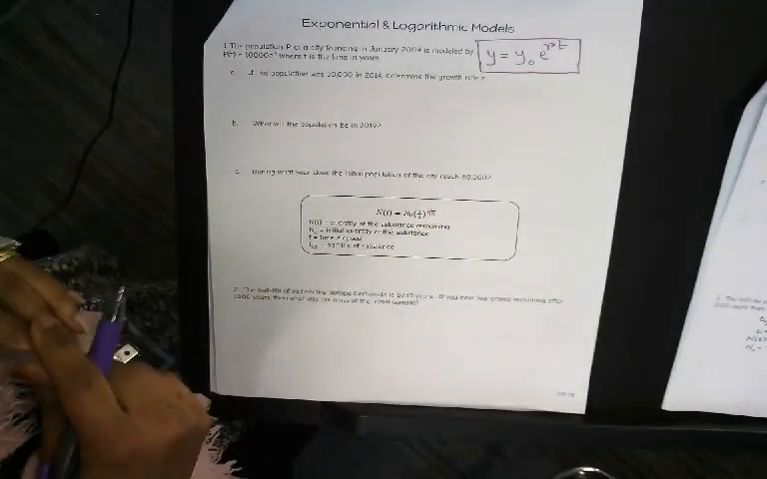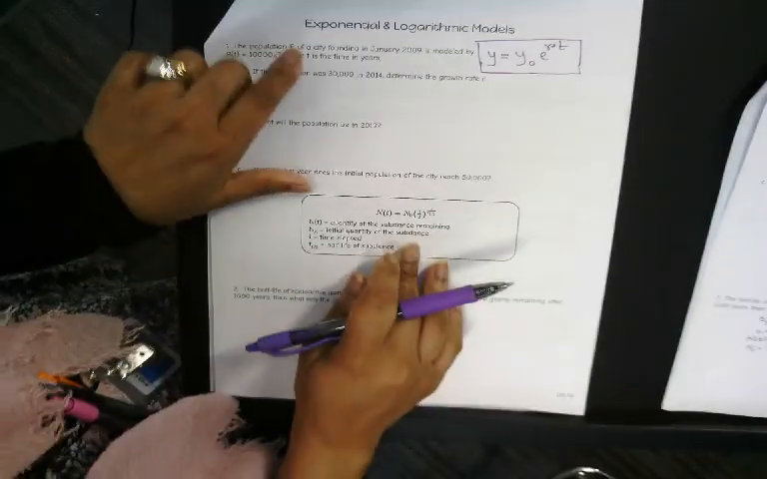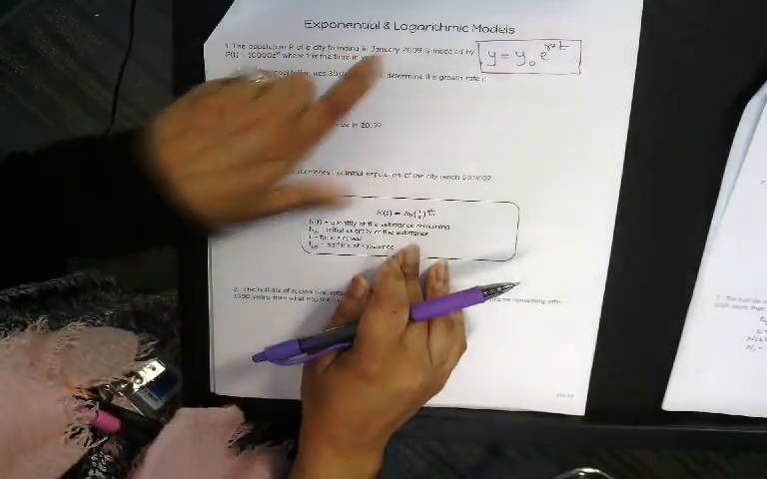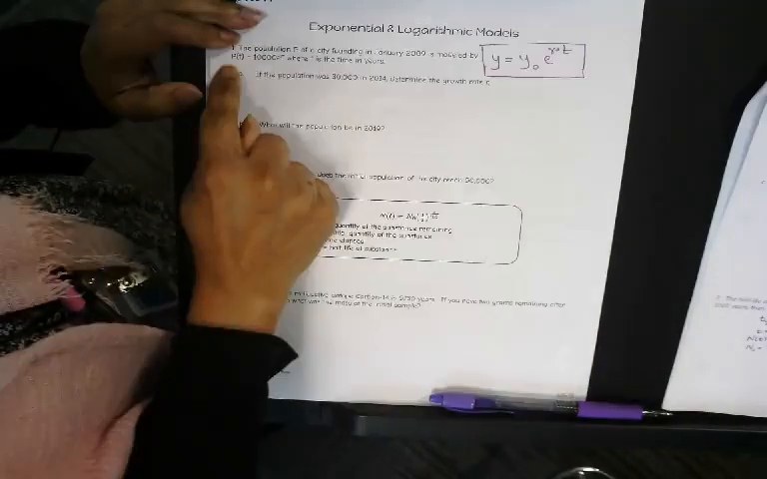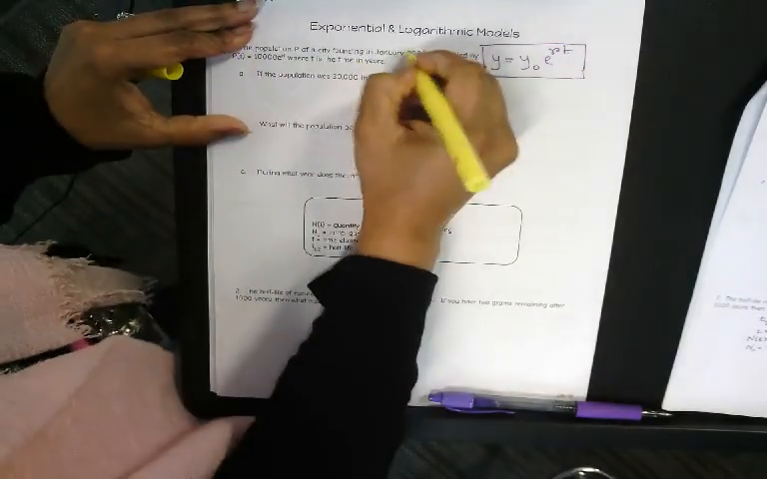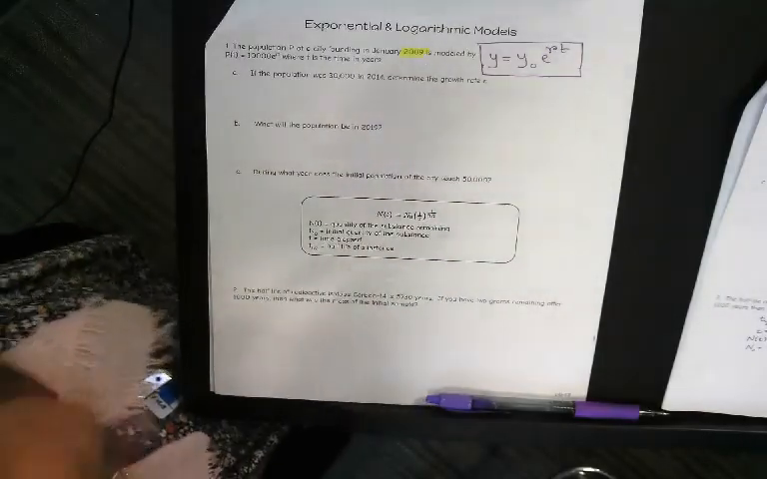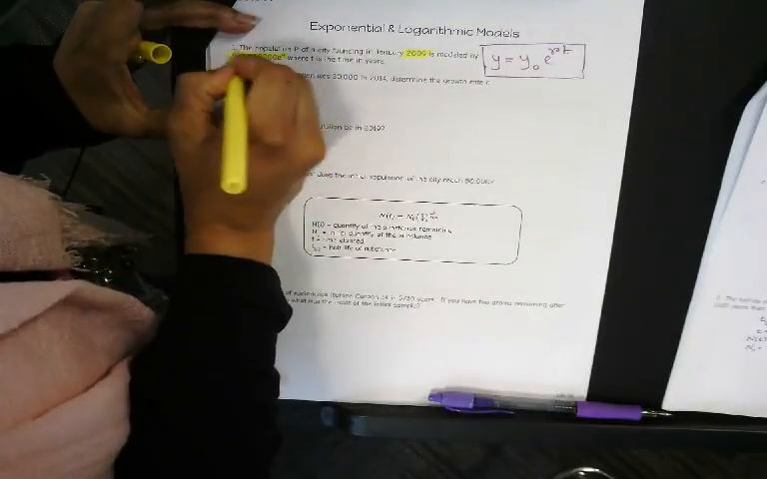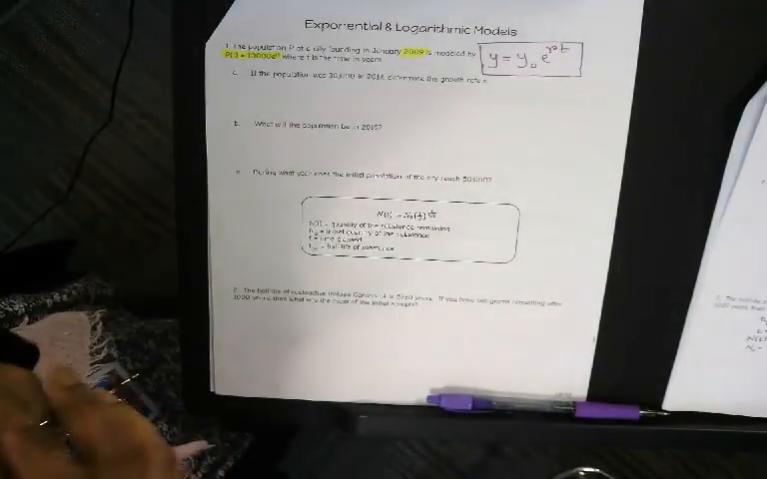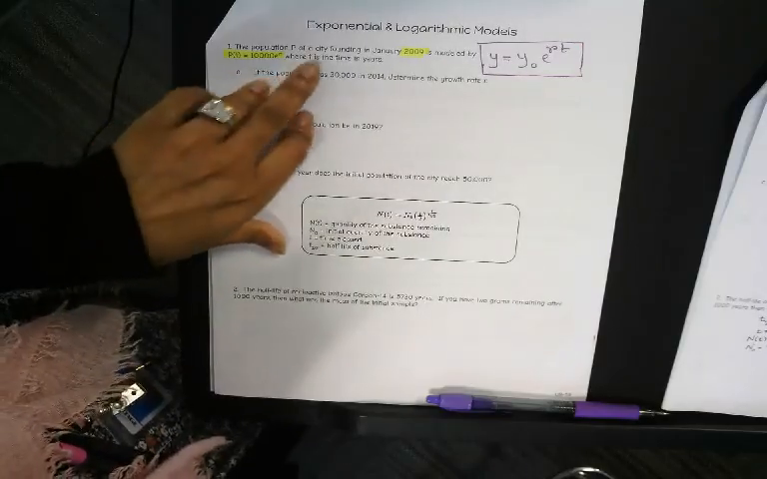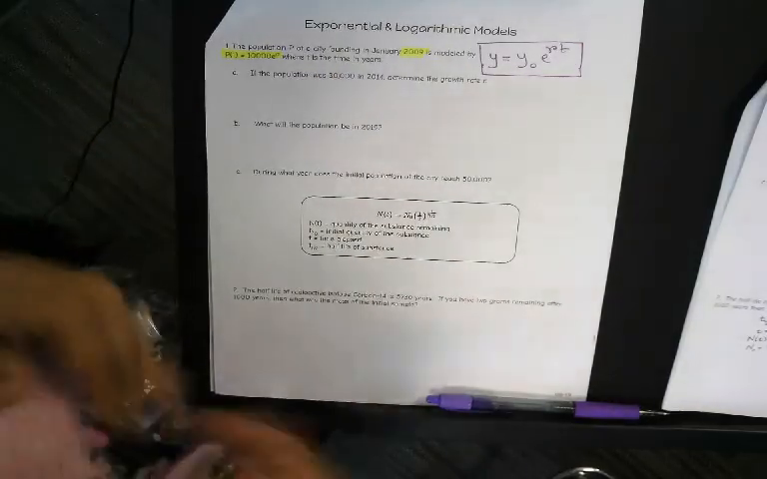Let's look at this one. Over here, please pay attention. The population P of a city founded in January 2009 is modeled by this equation. See over here, the equation is given for you. So we're not using the standard formula, we're using the already given equation. The city was founded January 2009. That's my initial time. That is when the city was founded. And this is the equation of the population of the city, where T is the time in years.